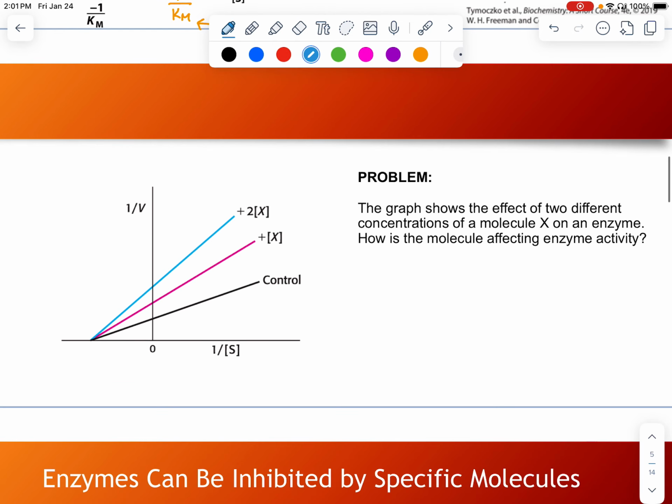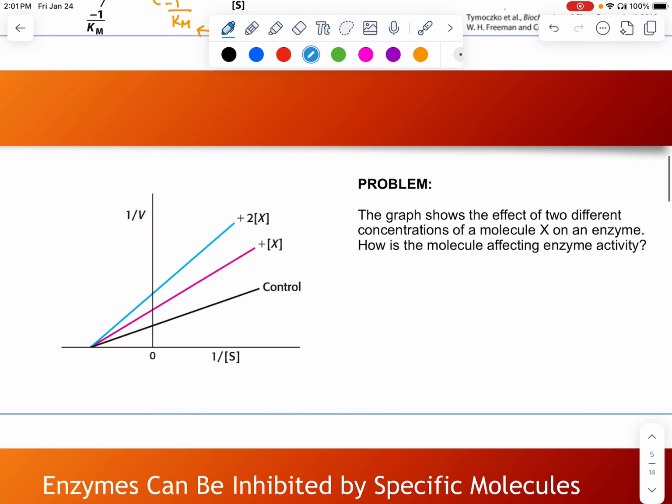Let's look at one more example before we go on and look at the inhibitors. So this graph shows the effect of two different concentrations of molecule X. So X is not our substrate. We're still graphing our substrate, 1 over the substrate, versus 1 over that reaction velocity. So X is something else, okay, that we are adding. And we added some here, and we added even more here. And we see that it's changing. And my question is, how does that change our parameters?